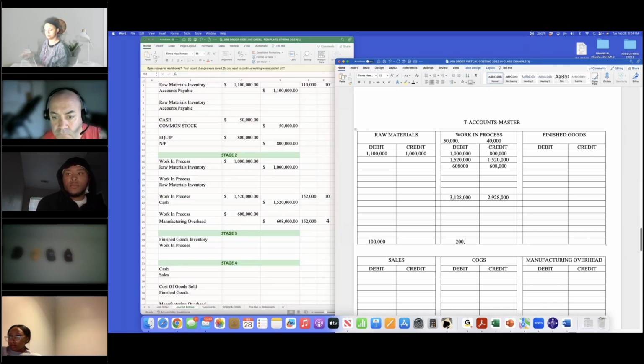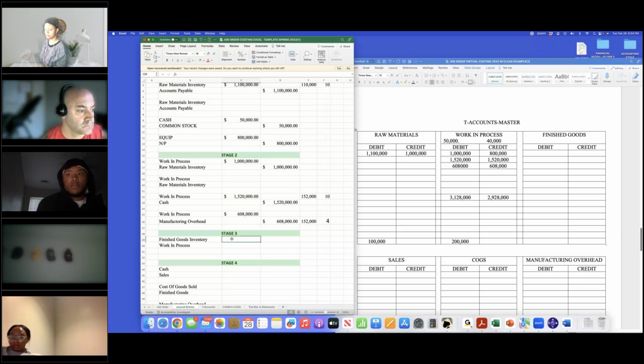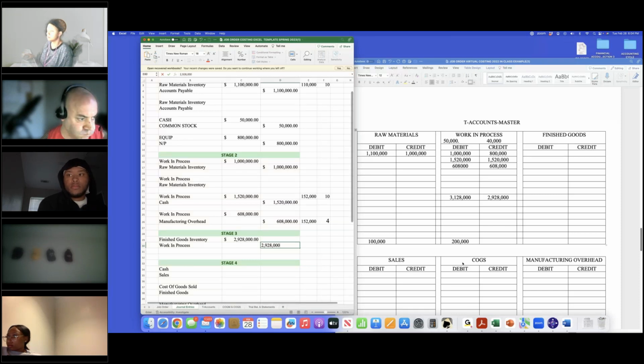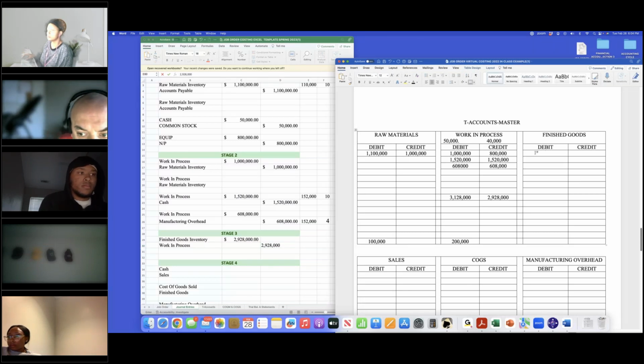So the journal entry in stage 3 is a debit to finished goods for 2,928 and a credit to work in process for 2,928. Now in finished goods, we've got 2,928, and that's based on finishing 40,000 units.